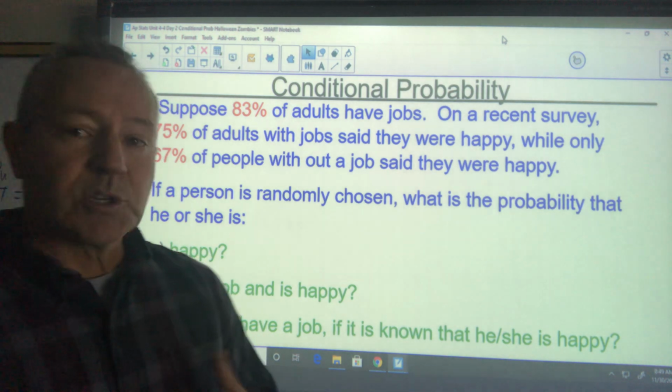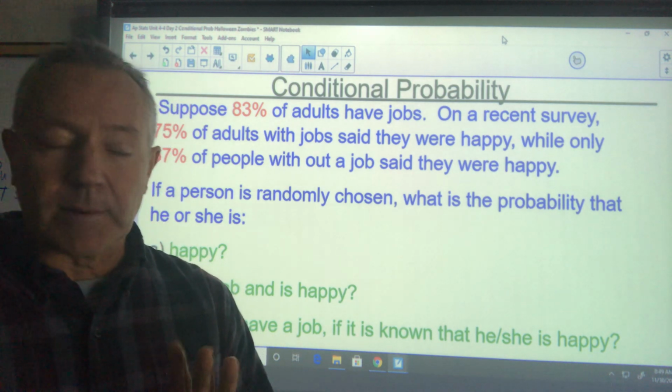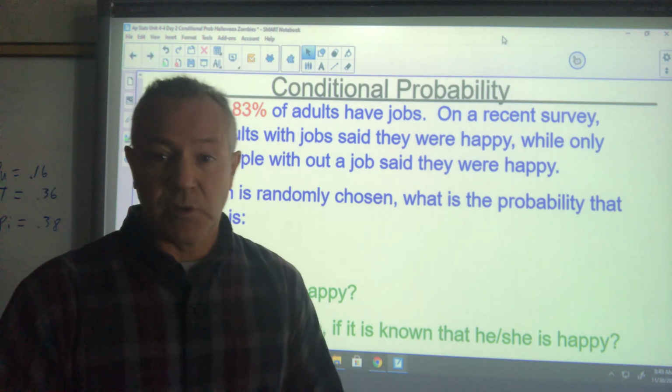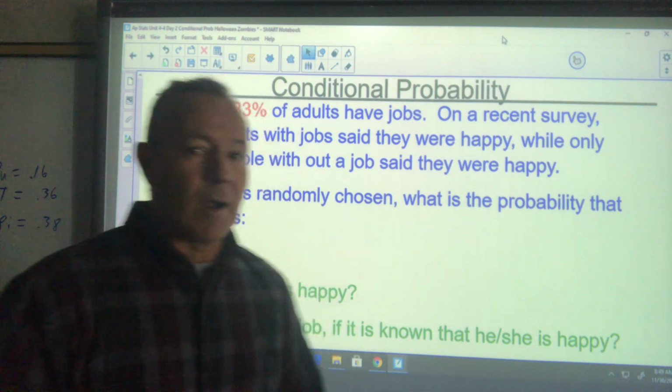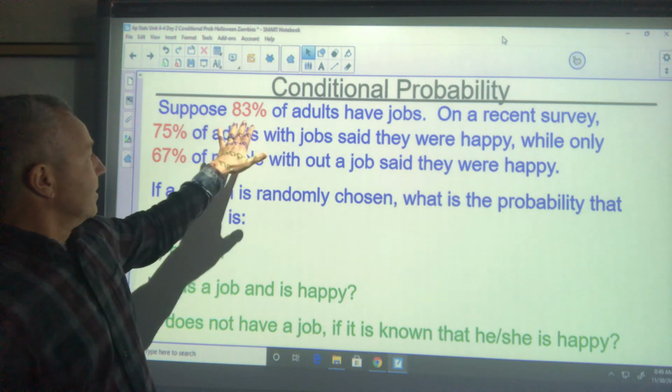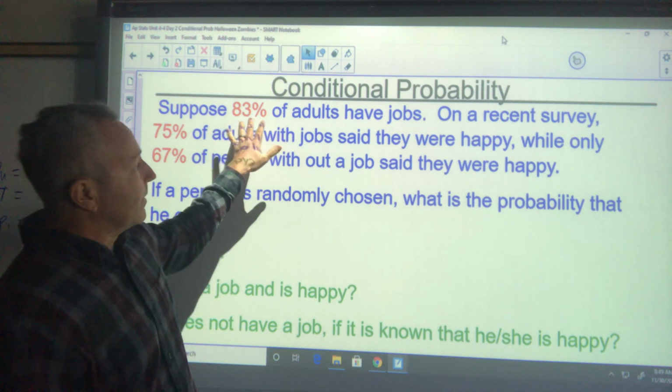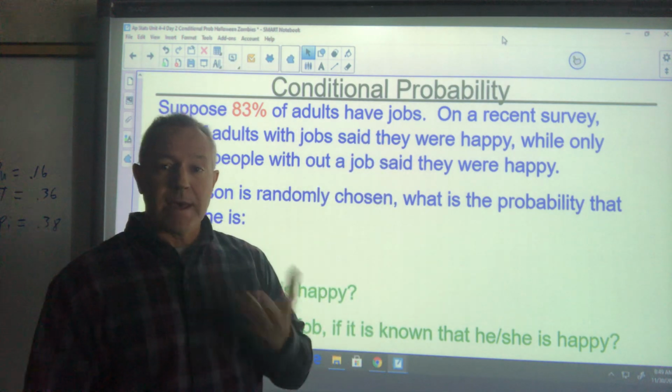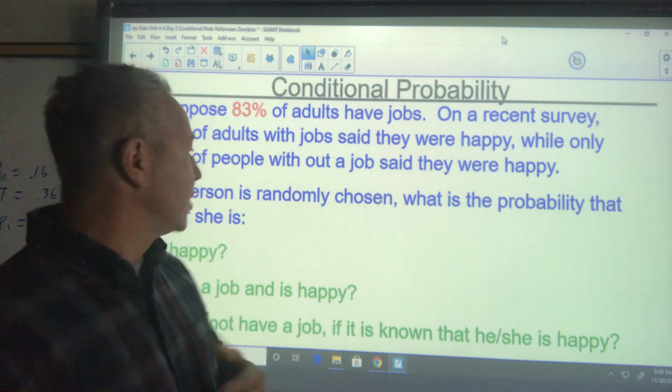All right, we're going to be doing a tree diagram here, and that's the key to me. If you know how to do the tree diagram, then you're going to be fine. What we're looking for is a situation where 83% of people have jobs, and then I have another thing that depends on whether they have a job or not.